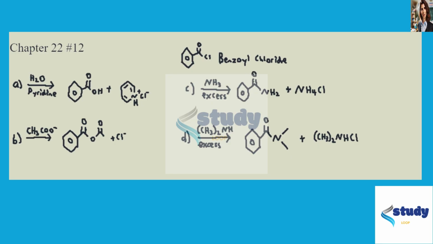And remember, this is pretty standard acyl chloride reactivity. Most acyl chlorides, most of the time, are going to react this way. So your nucleophile is just going to replace the chlorine, and you'll produce chloride ion as well. And so that's the answer to Chapter 22, problem number 12.